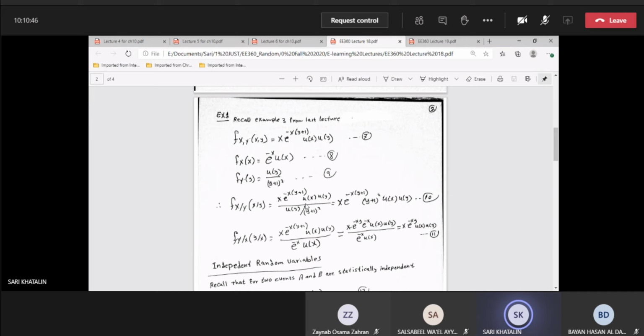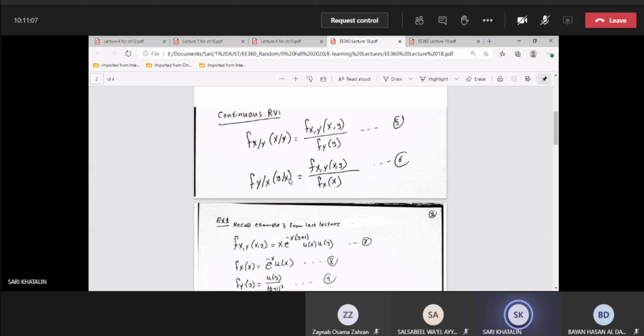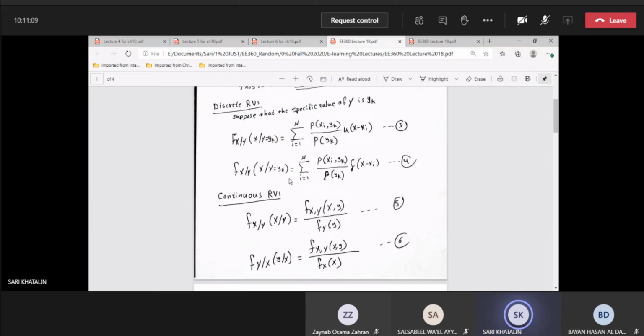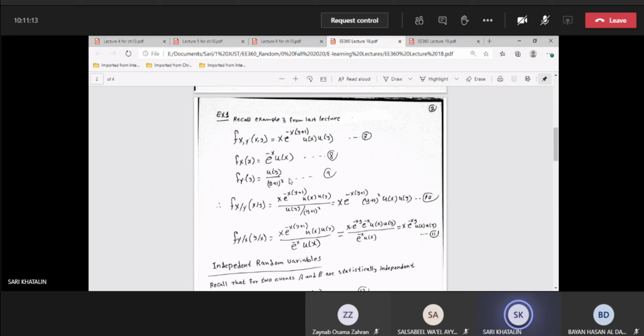That would be your conditional PDF of X given Y, and you do the same thing for Y given X by taking the joint PDF divided by the marginal PDF of X. So that's all I want to talk about as far as the conditional, because we talked about conditioning before. This is just applying it to joint PDFs.